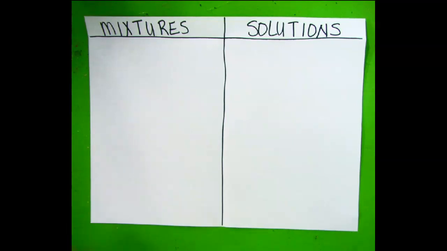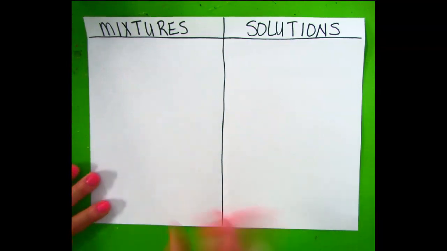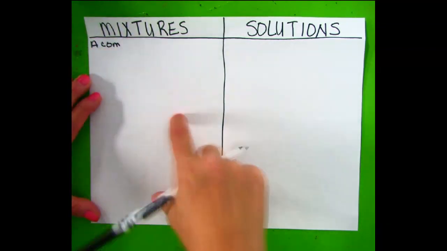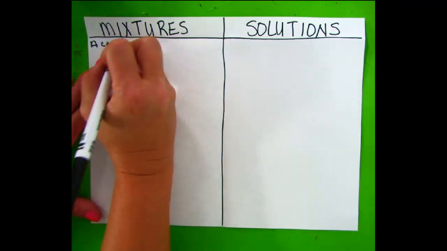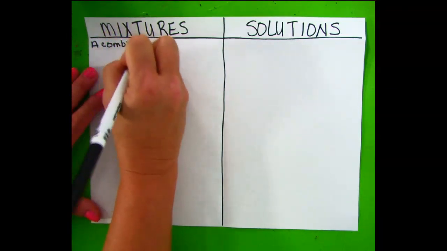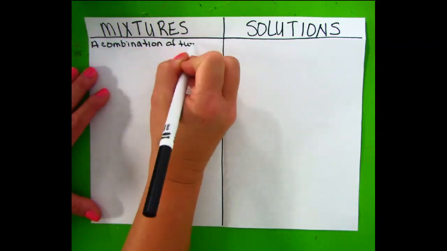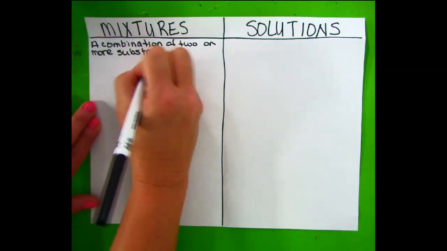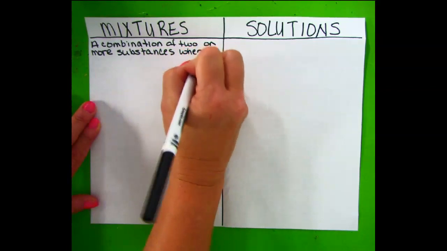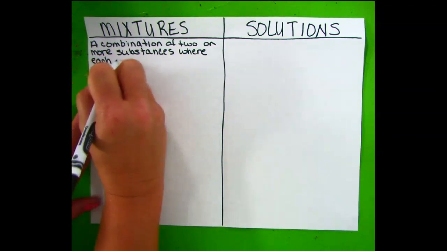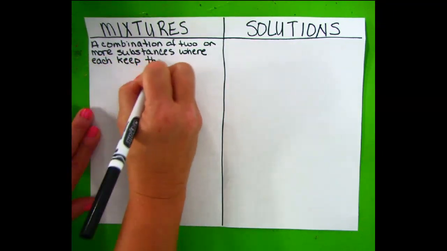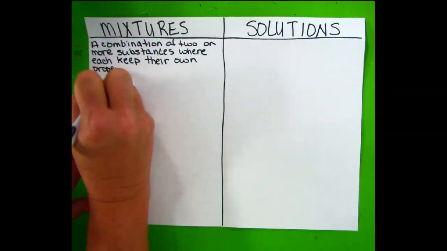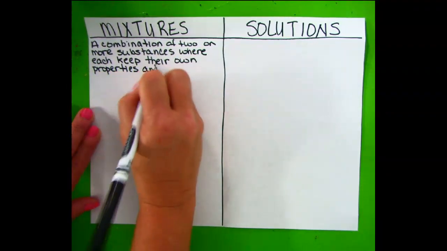Okay. Then I'm going to write the definition for a mixture and a definition for a solution. So a mixture is a combination. If you notice, I'm not taking up the whole space with my definition because we're going to put a lot of information in here. So it's a combination of two or more substances where each keep their own properties and are easily separated.